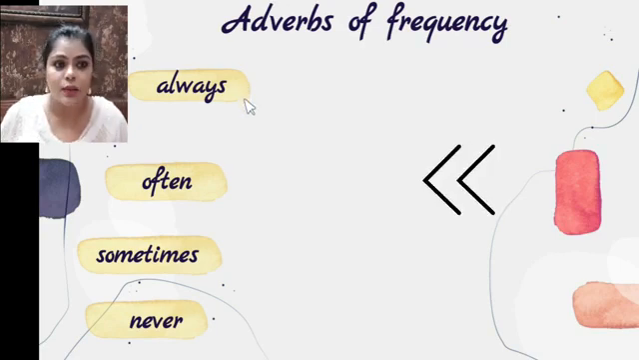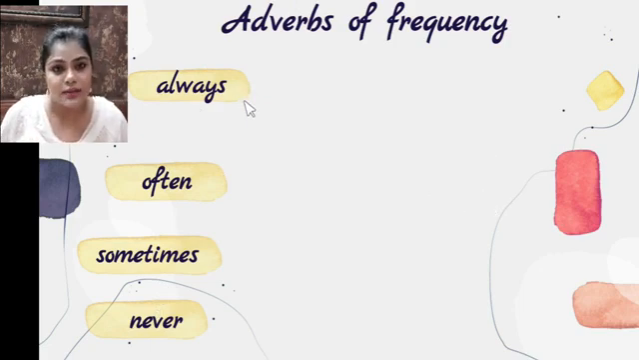Now, these are the words we often use with the simple present to talk about how often, how much we do something. Like how often or how frequently something happens. Now let's understand all these words one by one.